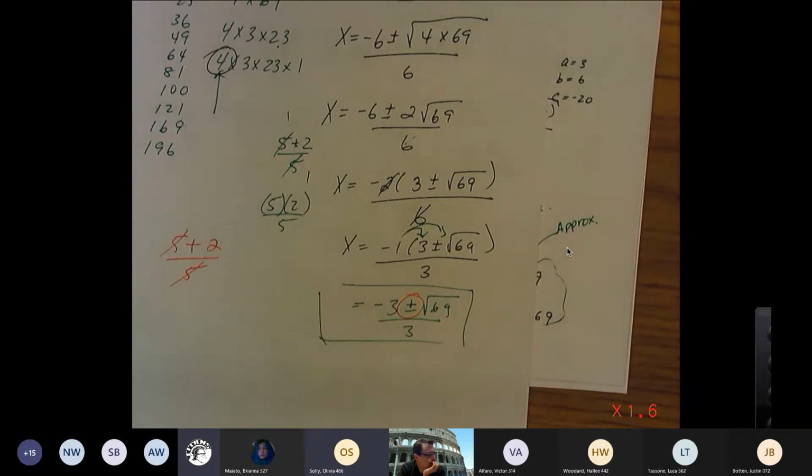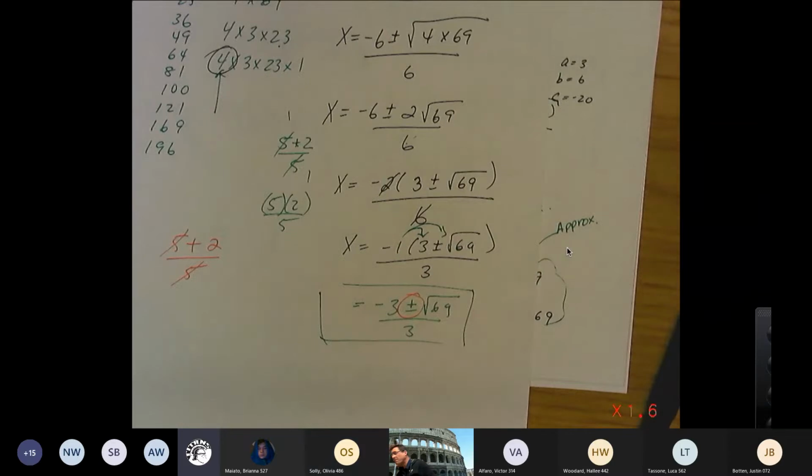Can we leave the answer how you had it before on the other page, or do we have to reduce it like you just did? It depends what you're doing with it. Who am I talking to, Olivia? Yeah. It depends what you're doing with it. If the question says, state your answer in simplest form, you have to take it to simplest form. This is simplest form, right?